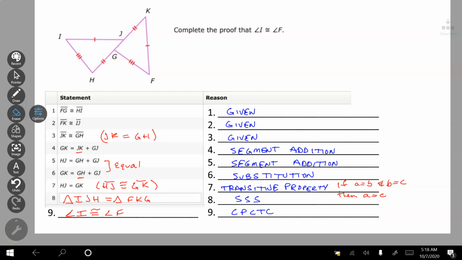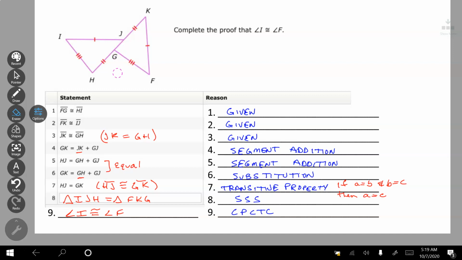Okay, of course I always start off with my givens, which are the three things here that this side and this side, IJ and FK are congruent, GH and JK are congruent, and HI and FG are congruent. And then I make the conjecture that GK, this long segment, is just adding up this little guy here and this little guy here. And that this guy, HJ, is GH plus this little guy here.